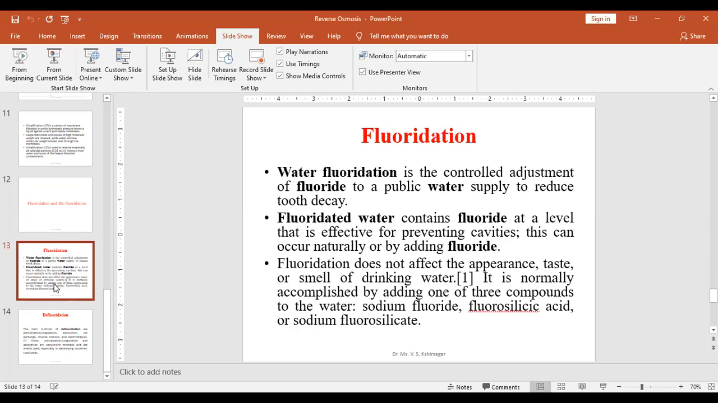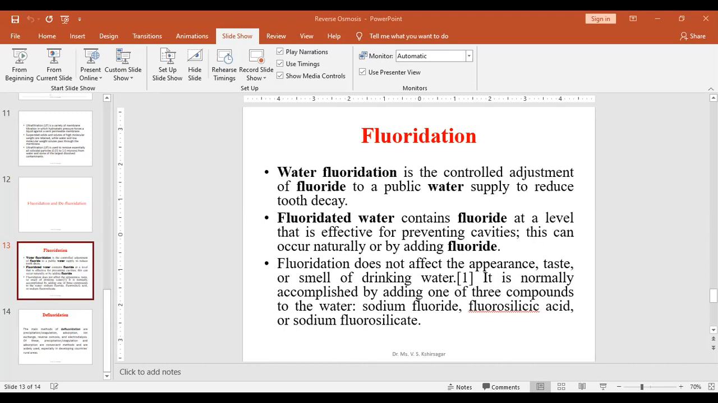Please repeat all three sentences once again. Yes, ma'am. Okay. So the first statement I made is if the fluoride content is less than 1 ppm, it causes dental cavities.